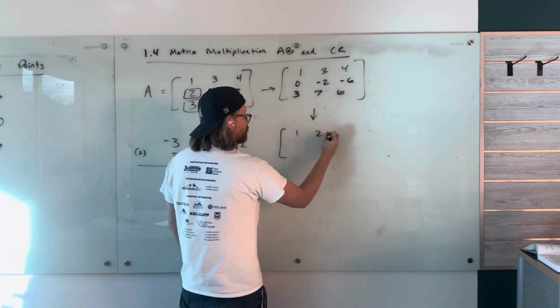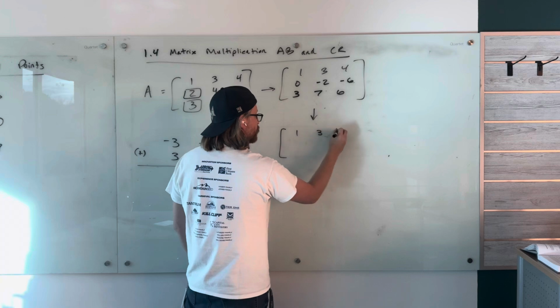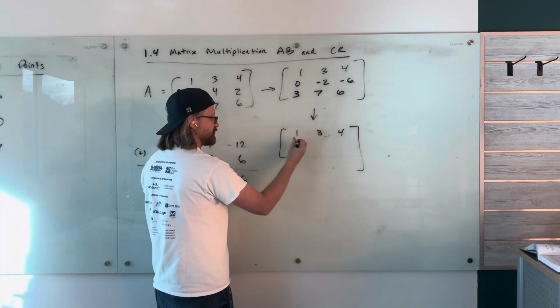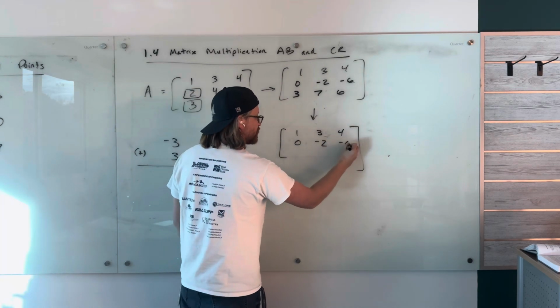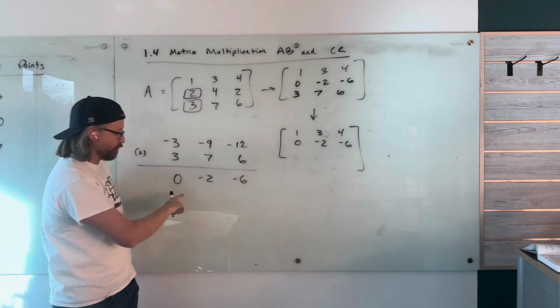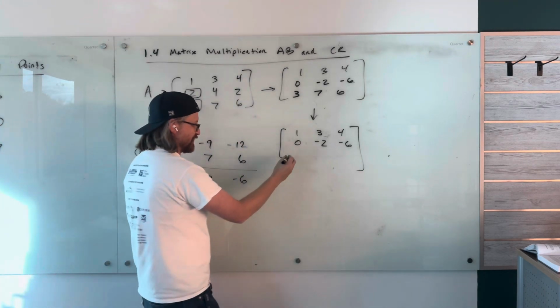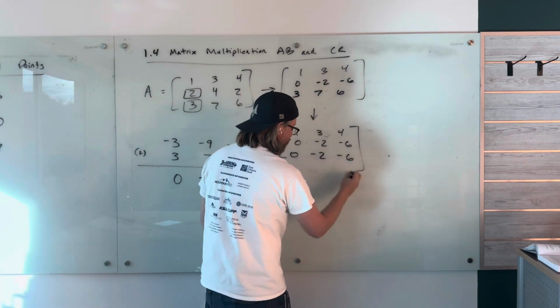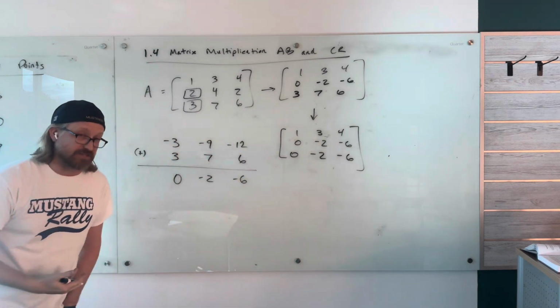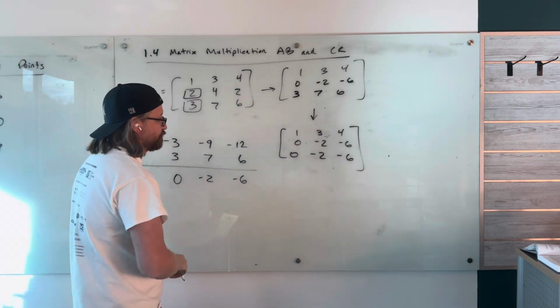I get 1, 3, 4. My first row is not changing. My second row is 0, -2, -6. My new row 3 is 0, -2, -6. We kind of see the same numbers there, which we will find out is telling us something very important.